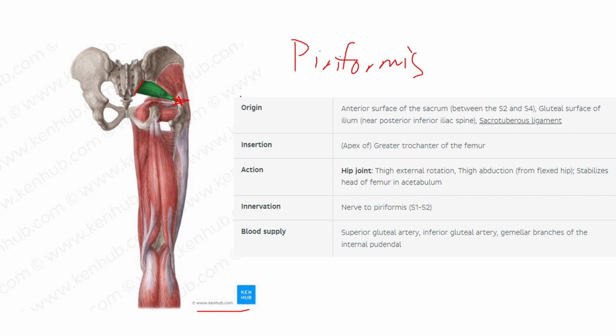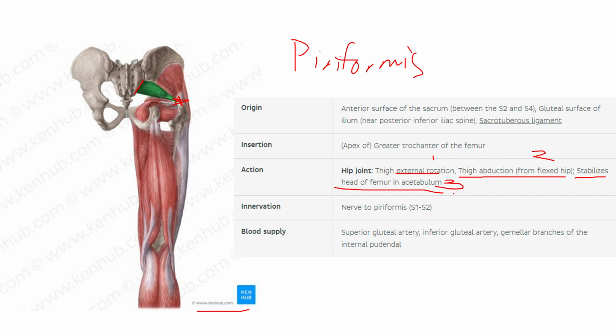It acts upon the hip joint, specifically causing external rotation of the thigh, abduction from a flexed hip, and it stabilizes the head of the femur in the acetabulum.